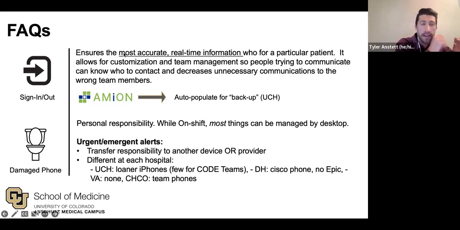A couple things: a lot of concerns about what if my phone gets damaged. We talk about the backup devices. You can transfer responsibility to another device, like I said, or to another provider if you need to run out and get your phone fixed or whatever. You can say, I'm only available at this phone number. And like I said before, at each hospital, it's going to look a little bit different in terms of what backup devices exist, depending on your clinical responsibilities. And just to say it, if you're not responsible for urgent alerts for any of your patients, you may be able to manage all of these things through a desktop computer and not need any alerts through the mobile application.